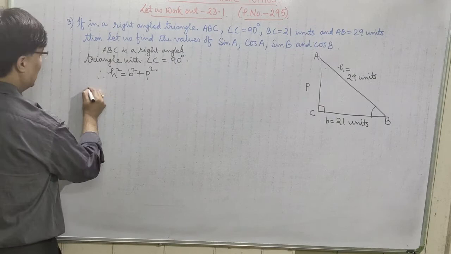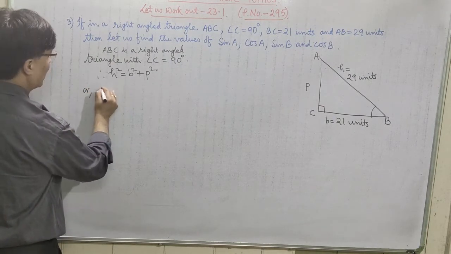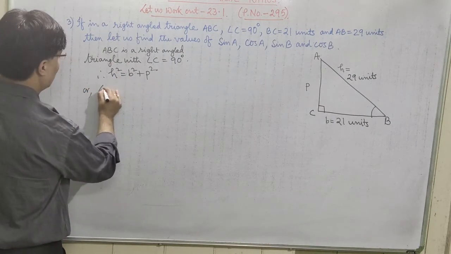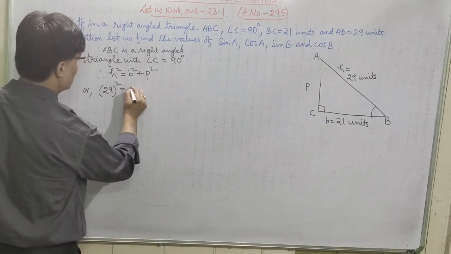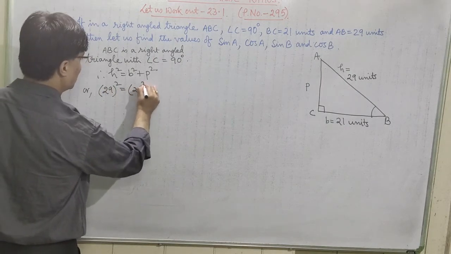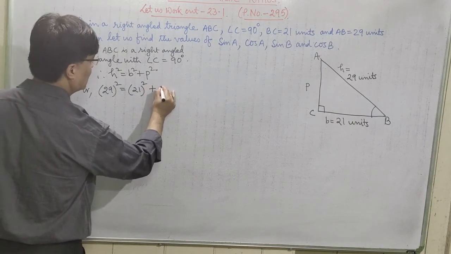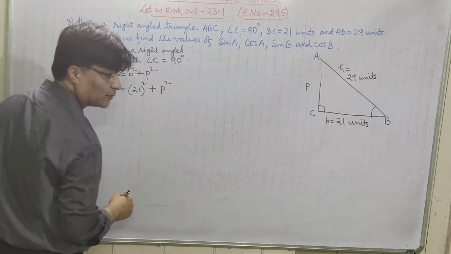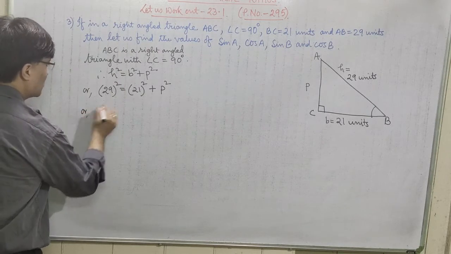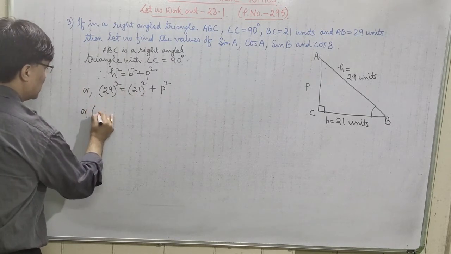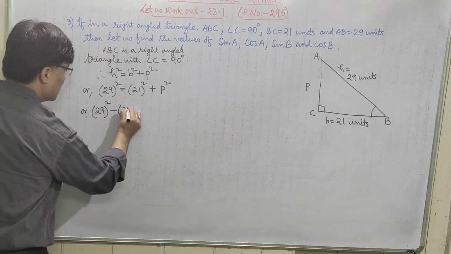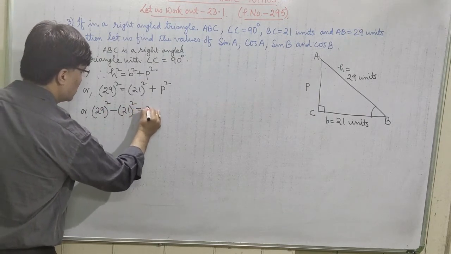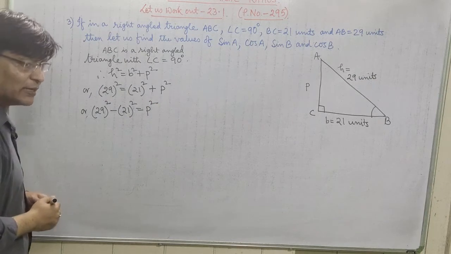Okay. So now in this case we know that h square is equal to b square plus p square. What is h whole square? 29 whole square is equal to, what is base whole square? That is 21 whole square, plus this is p square. We don't know p square. So take 21 whole square to the left hand side, don't simplify it. 29 whole square minus 21 whole square is equal to p square, right?